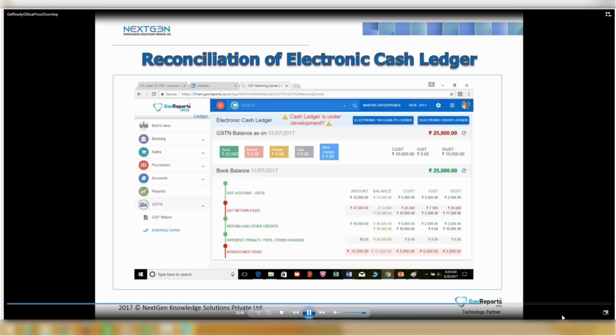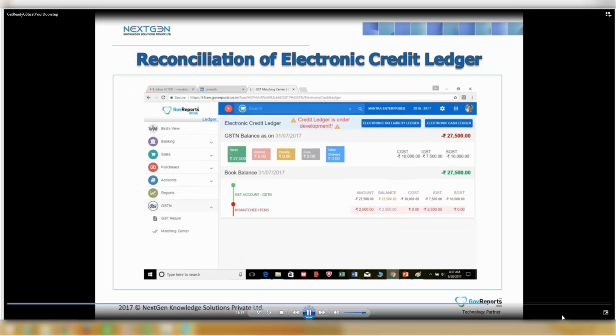So this data mismatch cannot be reconciled by human beings. You will need the help of software to first identify which invoice has a problem, and second, pinpoint where exactly that invoice problem is. So we have here with us this GovReports software, which is provided by an Australian company and is being used in Australia. They are the leaders for this solution and have come to India with customization of this software to meet Indian requirements. Now, the software has the functionality of reconciliation of the electronic cash ledger.